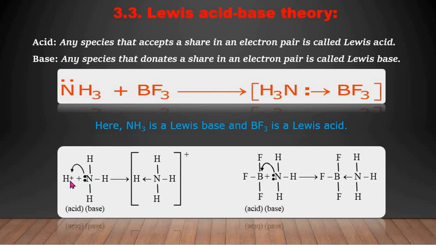As shown in the figure, NH3 donates a lone pair to the H, so it is a base. H accepts the lone pair, hence it is an acid, and it forms NH4 plus. In the same way, BF3 accepts a lone pair and acts as an acid. NH3 donates a lone pair, hence it acts as a base. By combining these two, it forms a new structure.